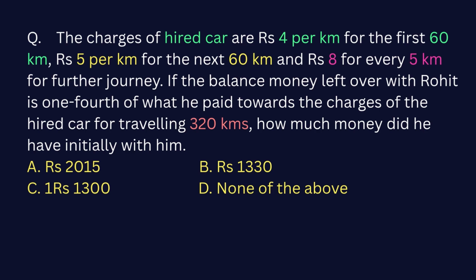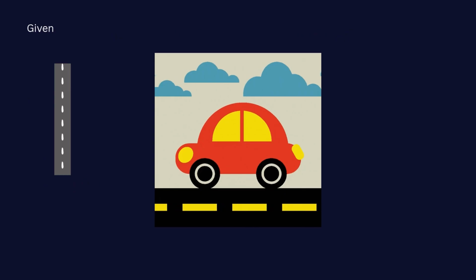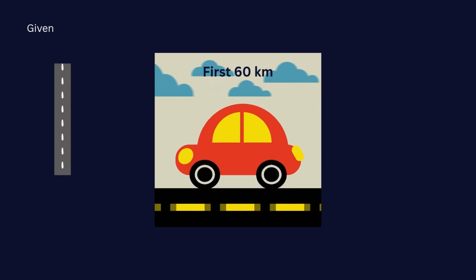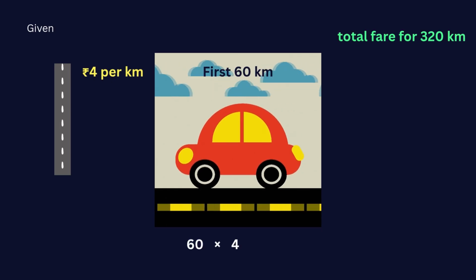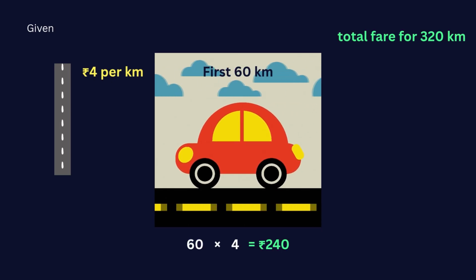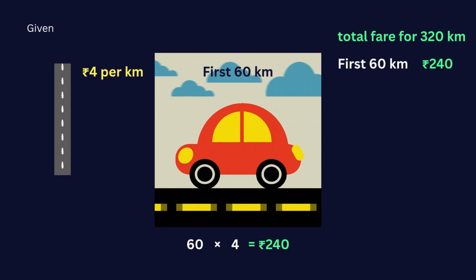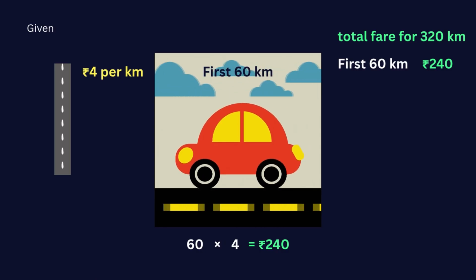Okay, it sounds a bit complicated, but let's break it down slowly and make it simple. So first, for the first 60 kilometer, the car charges 4 rupees per kilometer. That's pretty straightforward. If I multiply 60 by 4, I get a total of 240. So Rohit paid 240 rupees for the first part of his journey.